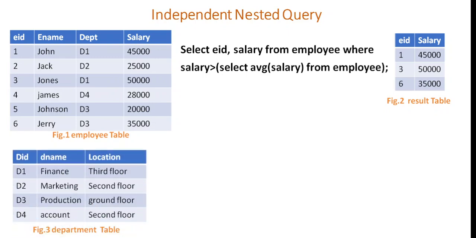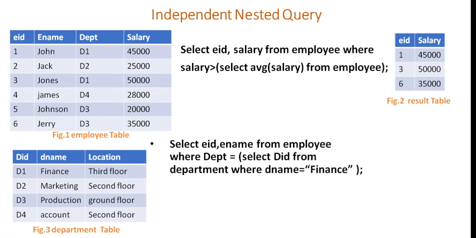Now let's take another example. Here I have added another table, the department table. The department table consists of three attributes: department ID, department name, and location. Now I want to display the data of all employees who work in the finance department. If you look at the employee table, we have a department attribute, but it just has the IDs of departments, not the names. So to find the employees working in the finance department, we need to connect these two tables together.